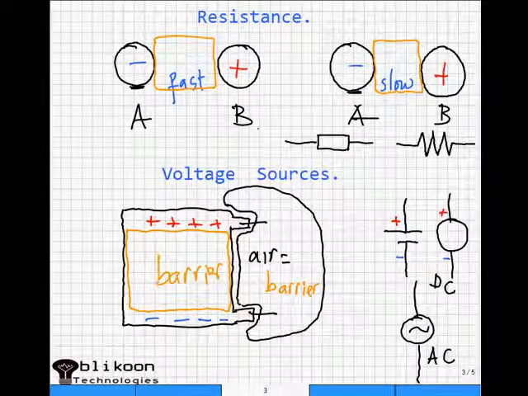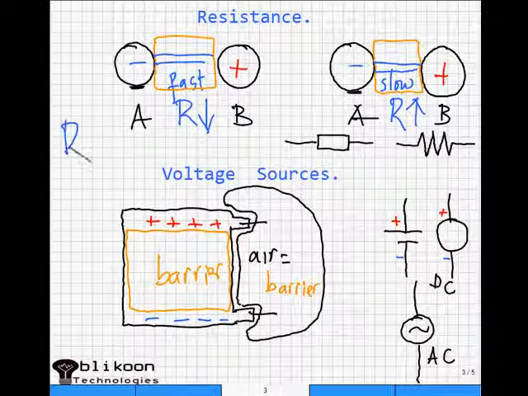Now we focus on the material these openings are made of. Some materials make it easy for charges to pass. When this is the case, the movement of charges is fast, and we say that the material is of low resistance. When the material makes it hard for charges to pass, the movement of charges is slow, and we say that the material is of high resistance. Resistance is expressed in ohms.